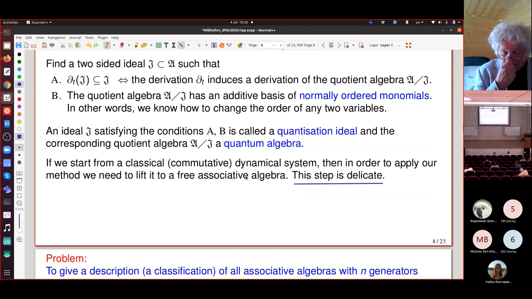Well, of course, I kind of replace one problem by another, because usually people start from the commutative case, and I just jump to the free algebra and try to quantize free algebra systems. I accept that it is not the same problem. And there are infinitely many ways to go from commutative equations on a commutative algebra to equations on a free algebra. And this step, the lifting of a system to a free algebra, is delicate.